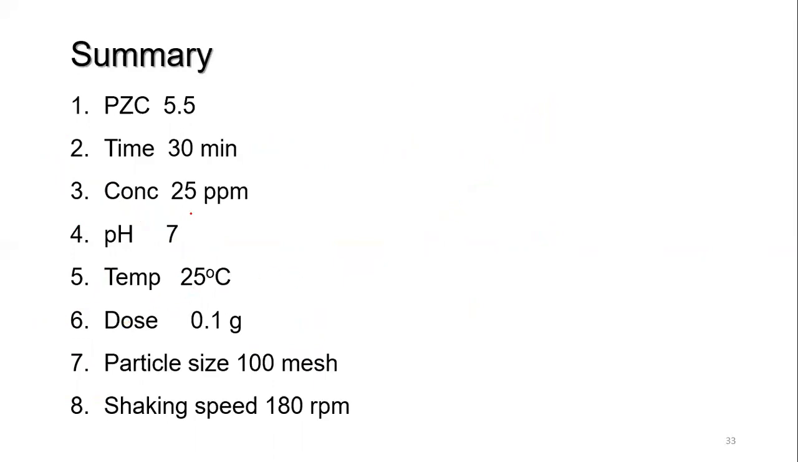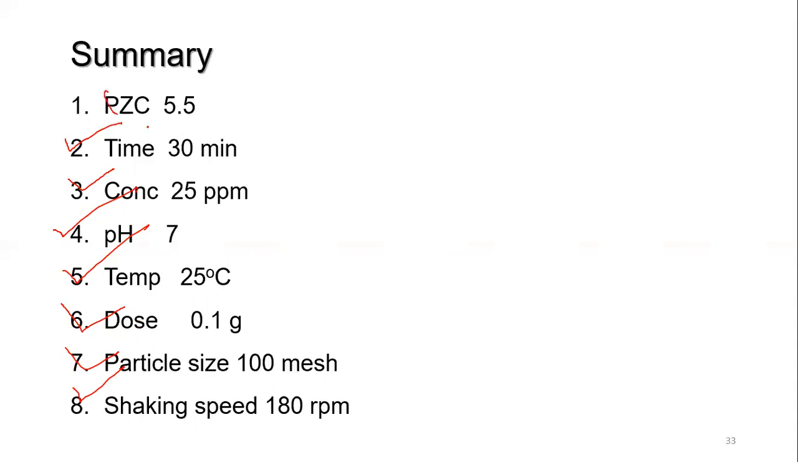And then the dose. So which simply means that now we have optimized these 7 different parameters. We have optimized time, concentration, pH, temperature, dose, particle size, and shaking speed. And if you are removing 2 parameters, almost one paper is almost completed. Okay, the experimental work of one paper.